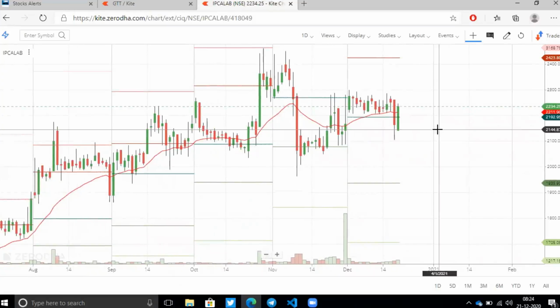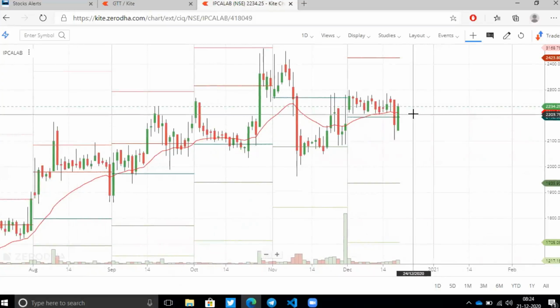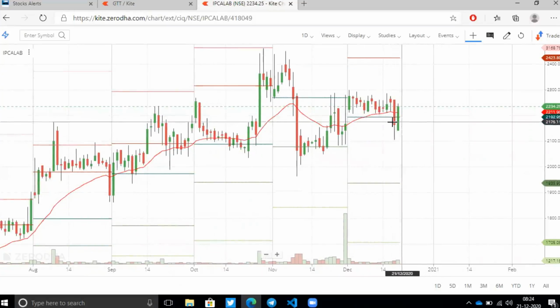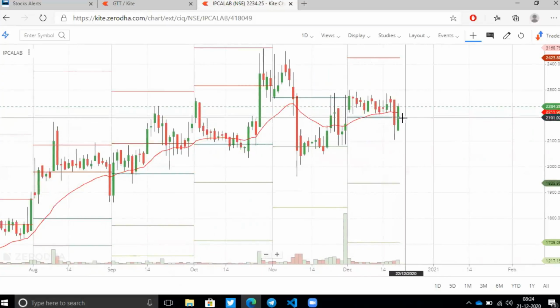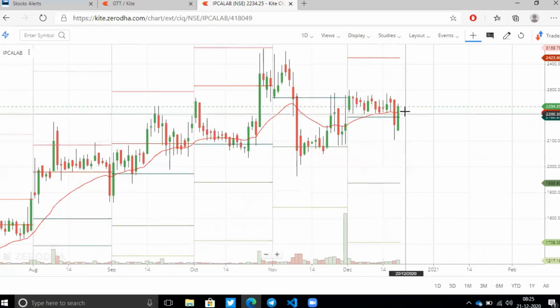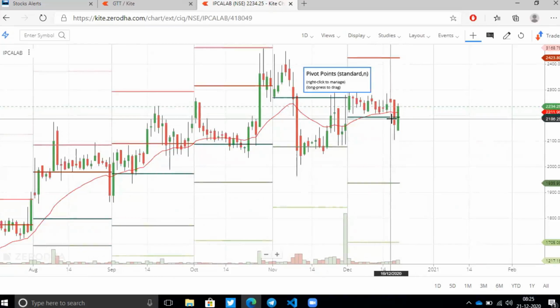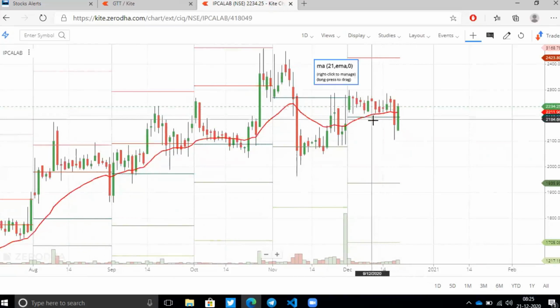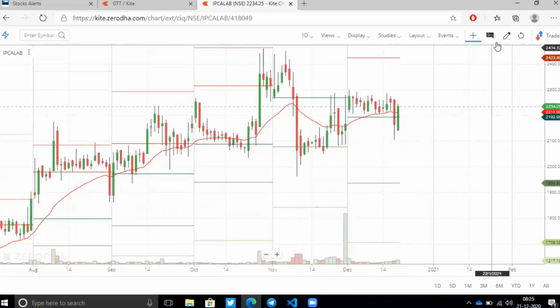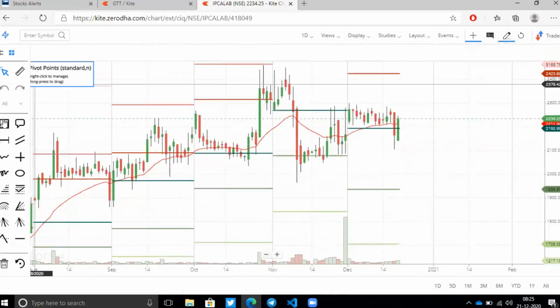But for us, the main thing is, recently we did a back test. Whenever a stock on the daily time frame crosses the weekly pivot, this is the weekly pivot, and this is the monthly pivot, and whenever it crosses above the monthly pivot, it is giving good results. Let us check whether there are any such entries in this chart. So here is one entry.